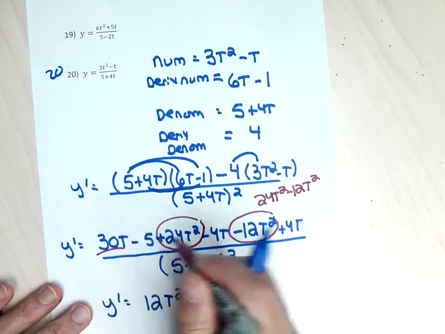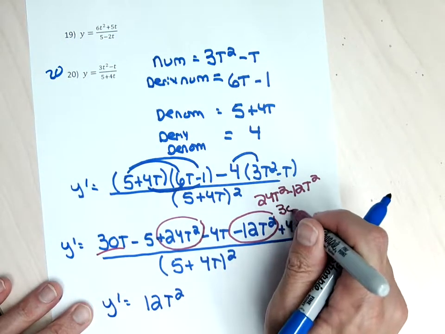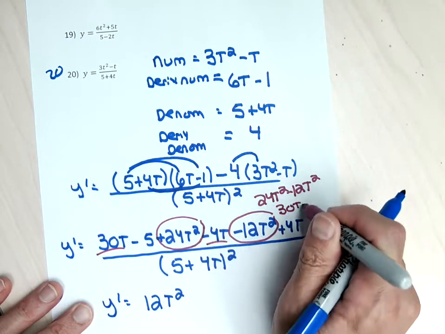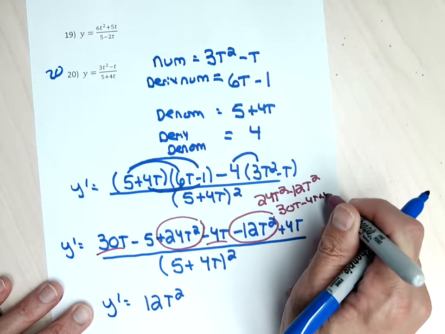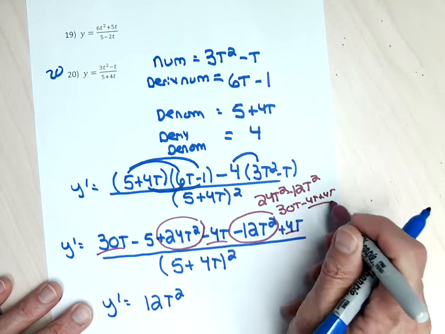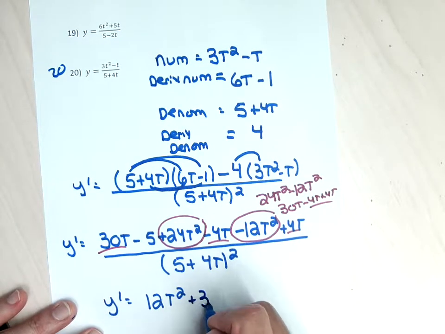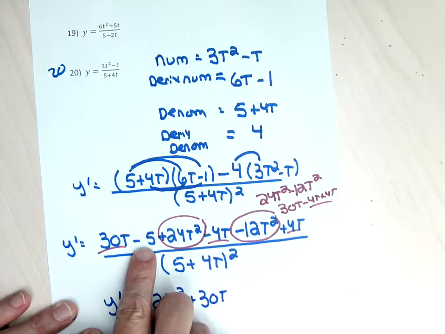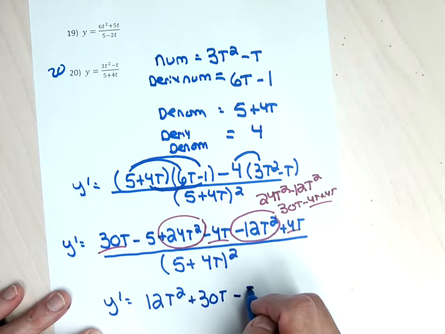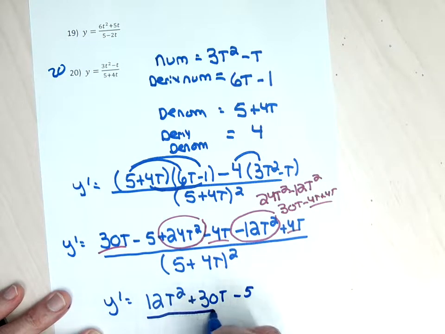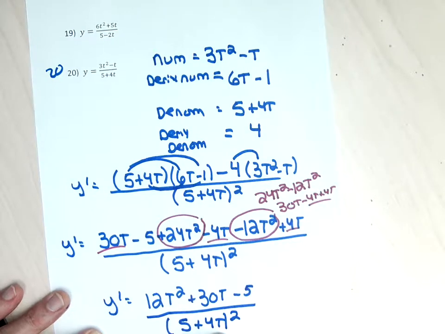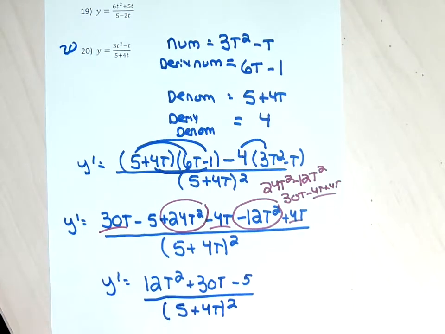And then I'm going to do 30t minus 4t plus 4t. The 4t's cancel and you're left with a plus 30t. The piece that I didn't deal with yet is the minus 5. I could write this 4t plus 5 squared, but I didn't. So that's the numerator. I don't see a common factor.